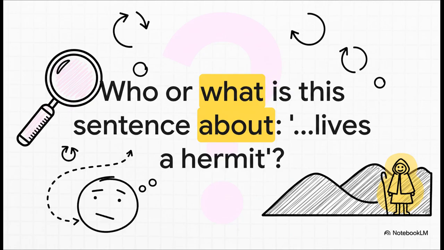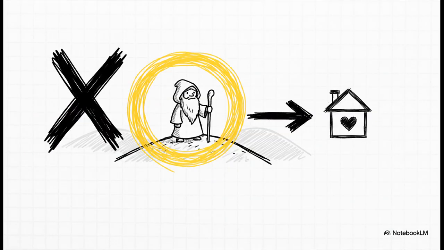So, here we are, back at our mystery sentence. Now remember our key definition of a subject. It's not always the first thing you read. It's what the sentence is about. So ask yourself that question again. Is the sentence really about the hills? Or is it about someone or something else? And the answer is a hermit.